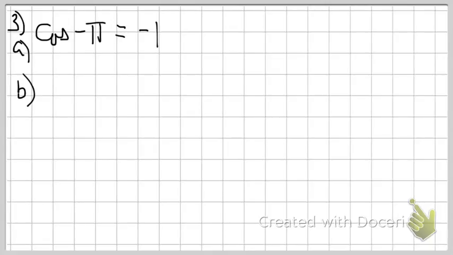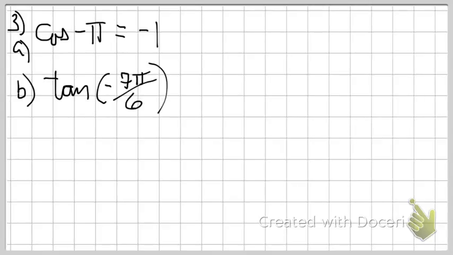All right. Now number 3, we are looking for exact values. Cosine of negative pi is negative 1. Part B, the tangent of negative 7 pi over 6 is equal to negative 1 over the square root of 3 or negative square root of 3 over 3.